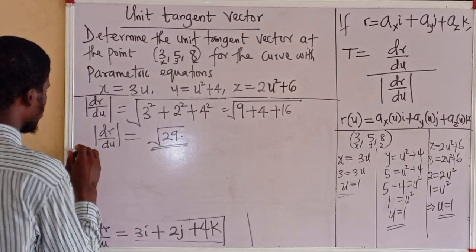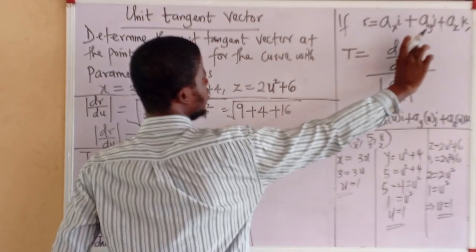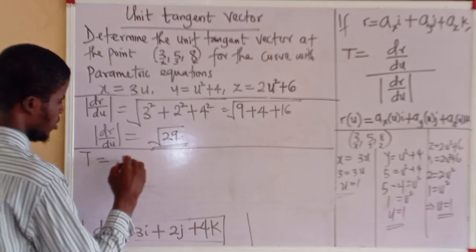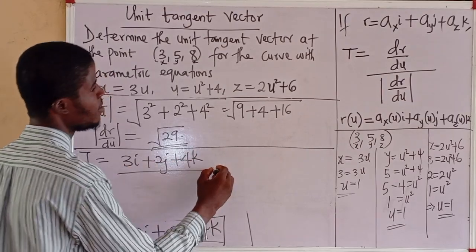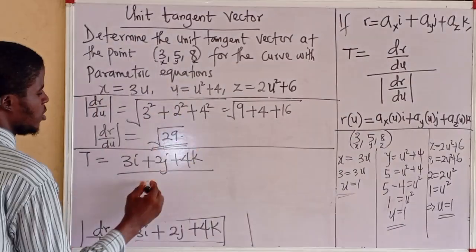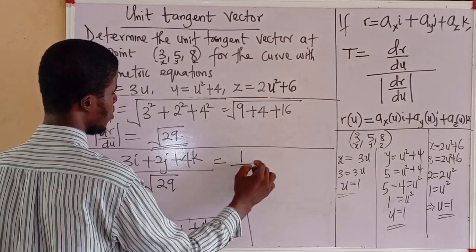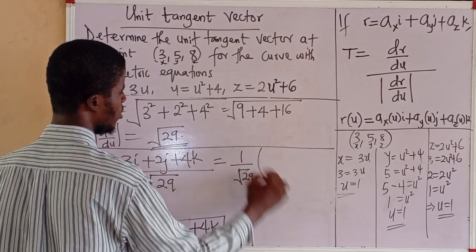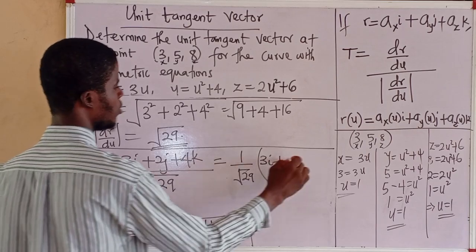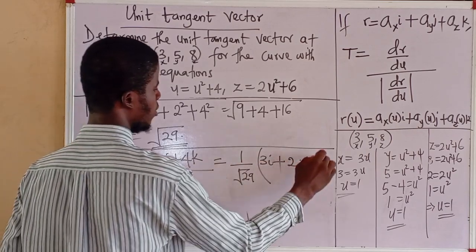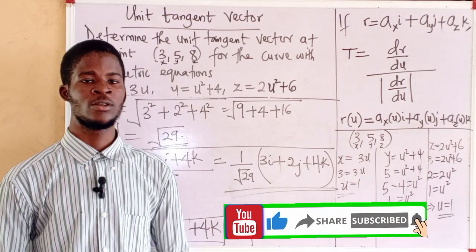The unit tangent vector T is equal to dr/du, which is this, 3i plus 2j plus 4k, divided by the modulus of dr/du, which is root 29. This is it. 1 upon root 29 into 3i plus 2j plus 4k. This is the unit tangent vector. This is it for unit tangent vectors.